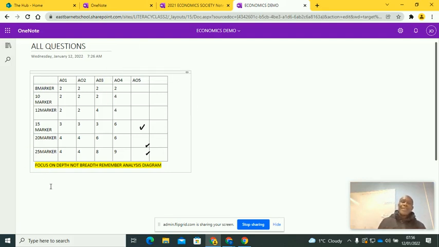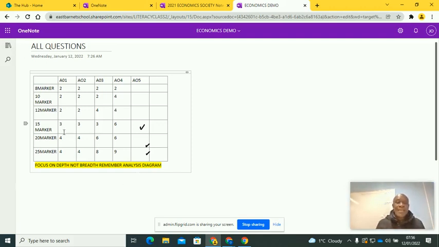Again, the focus on the examiners. The examiners are focusing on depth, not breadth. Okay, they really want you to expand on the points. You're not going to write so many points, but the points you write, you need to explain really well and go to depth. And don't forget your diagrams. Use your diagrams. Guys, you need to use your diagrams.